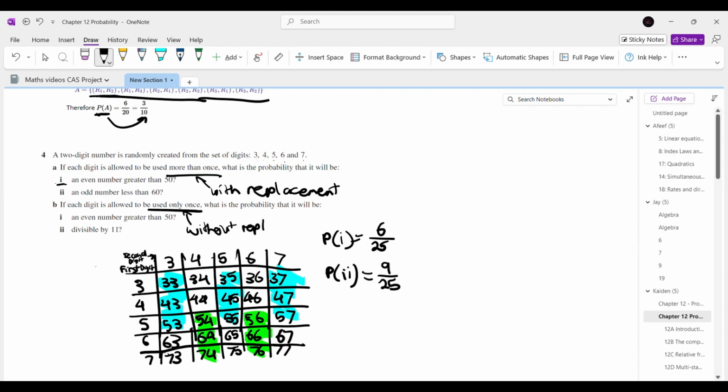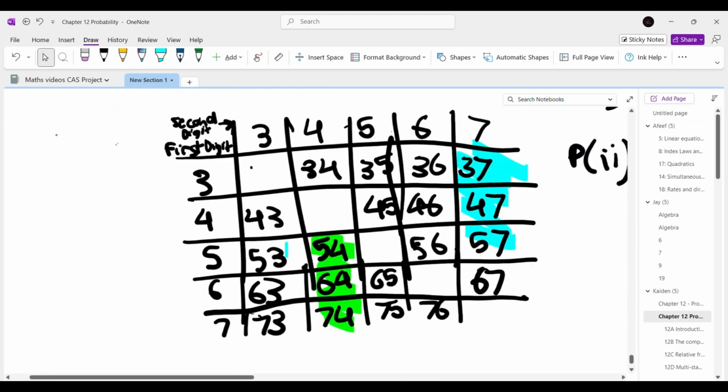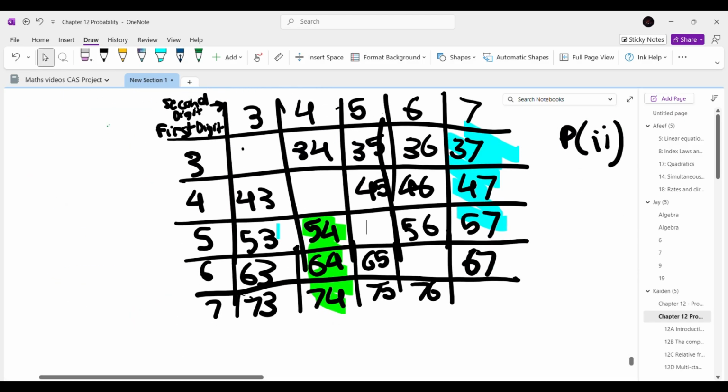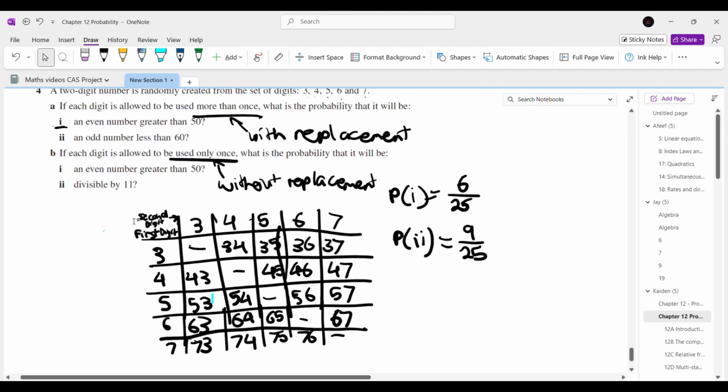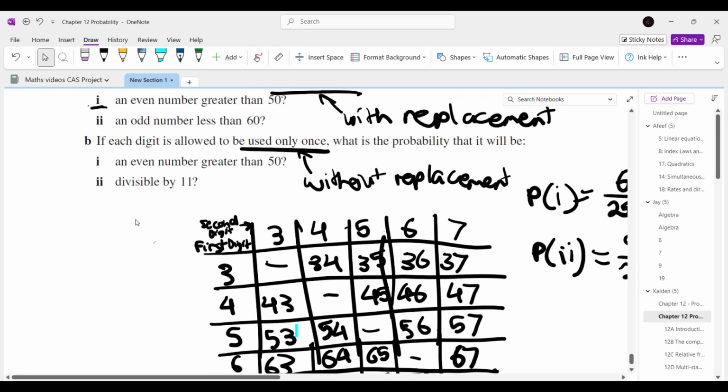So therefore, if a number is picked, it cannot be used again. This eliminates our central diagonal row right here, where we had all the repeated numbers being formed out of 2 of the same digit. Obviously, now that we are doing it without replacement, we can't repeat the same digit twice. So all of these are not going to be possible results. And now you can see that there's only 20 possible outcomes here. So now we'll just try and figure out these two probabilities.